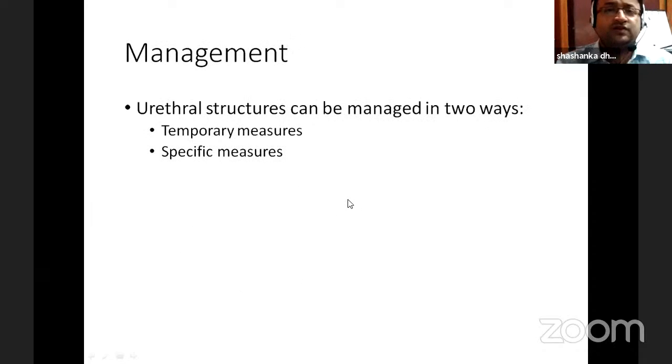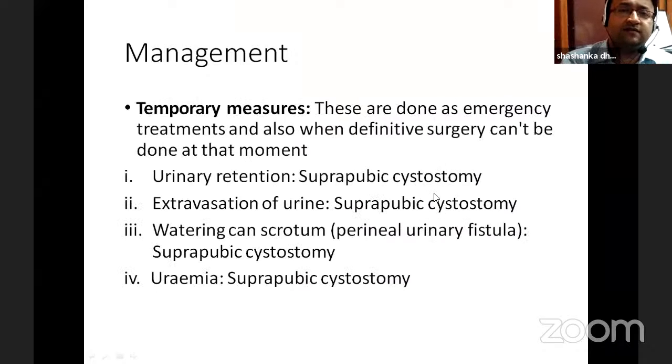So the urethral strictures can be managed in two ways: temporary and specific measures. Temporary measures are to get rid of the obstruction in the acute presentation. So urinary retention can be managed with a suprapubic cystostomy, commonly known as SPC, and insertion of a catheter. Extravasation of urine can also be managed in the same way.